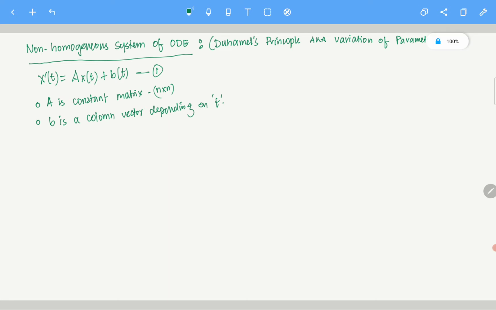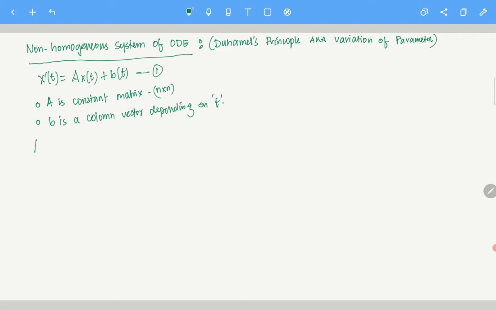Now, one thing I want to emphasize here: A is a constant matrix. This is a very important thing. Whatever I am doing will not work if A is a variable coefficient. So basically, if A depends on t, you can't do this thing here. Of course, I am looking for 1.